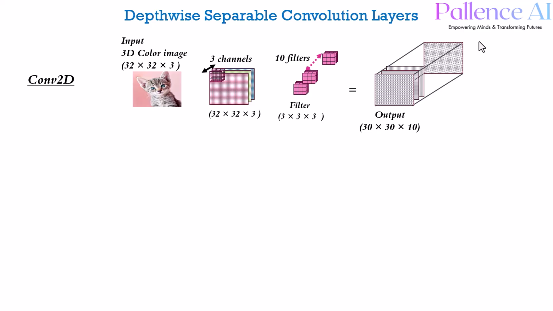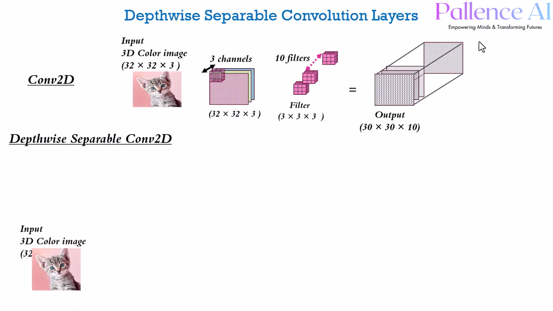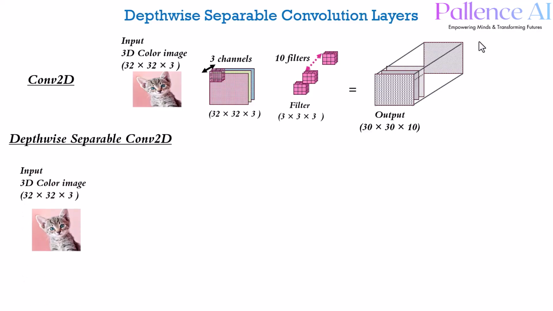Now let's talk about the depthwise separable convolutional layer. It does something similar, but it does this in stages, in 2 steps. Again, you take an input image, a 3D color image. You still have 32 by 32 pixels and 3 channels: red, green, blue. Now let's look at the filter. The depthwise separable convolution process happens in 2 steps. In the first step, the filter is still 3 by 3, but the depth is now 1. Basically, it's a 2-dimensional filter.